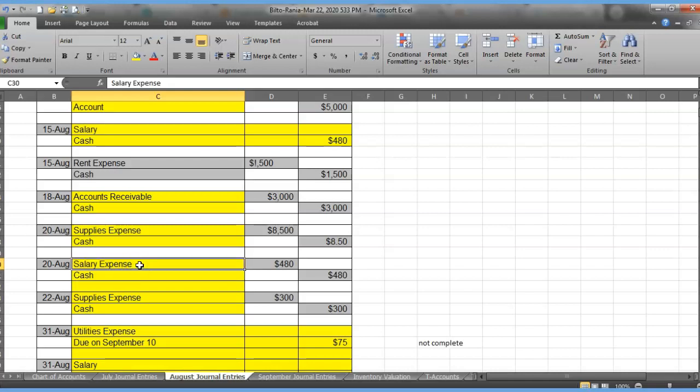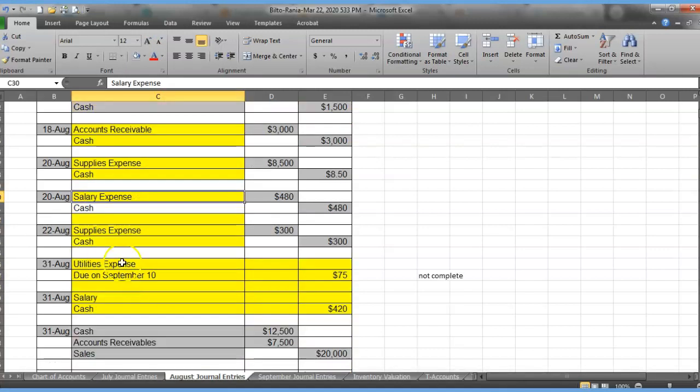Here, it's the same thing. You've already accrued for your salaries on the 15th. You need to pay it on the 20th. So you're not going to record the expense again. You're going to be recording a removal of the obligation. And same here, supplies expense is incorrect. You have to use the supplies in order for it to be an expense.